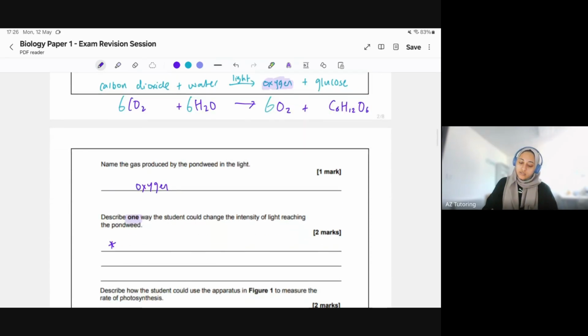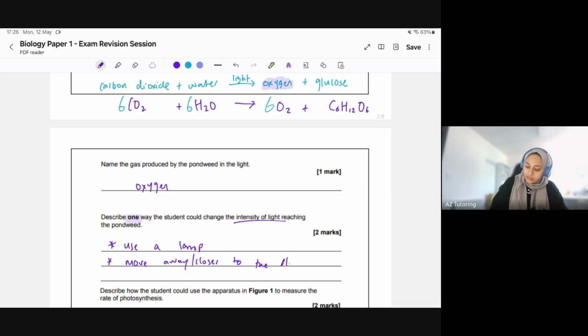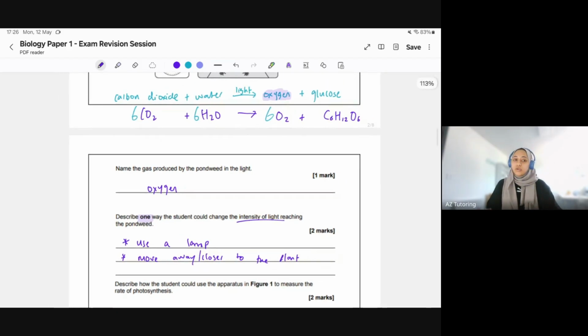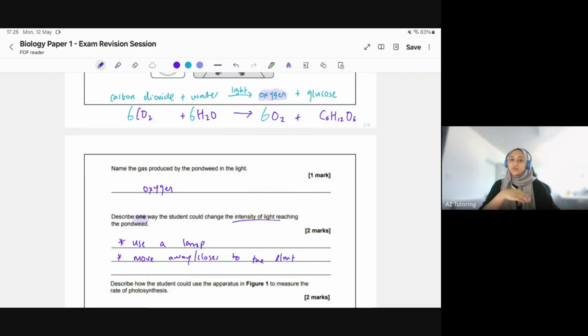So describe one way the student could change the intensity of light reaching the pondweed. Well, it's 2 marks. So describe how exactly he is putting light onto the plant. So you could use a lamp. So that's your first mark. And then your second mark, to change the intensity, you can just move it away from the plant for less intensity or closer. So you can just say move away or closer to the plant. And you can answer the questions in bullet points, it kind of keeps you on track as well, just to make sure you don't waffle and you're getting bang on the marks that you need to get.